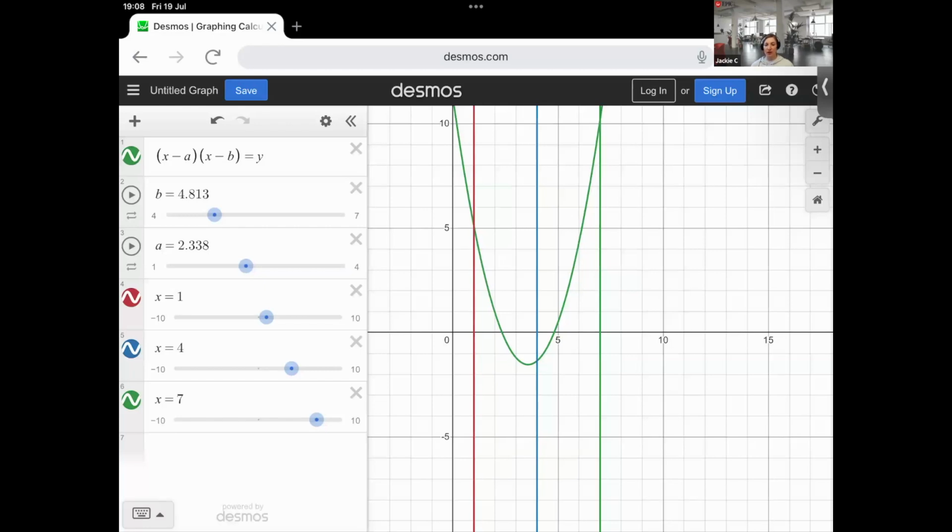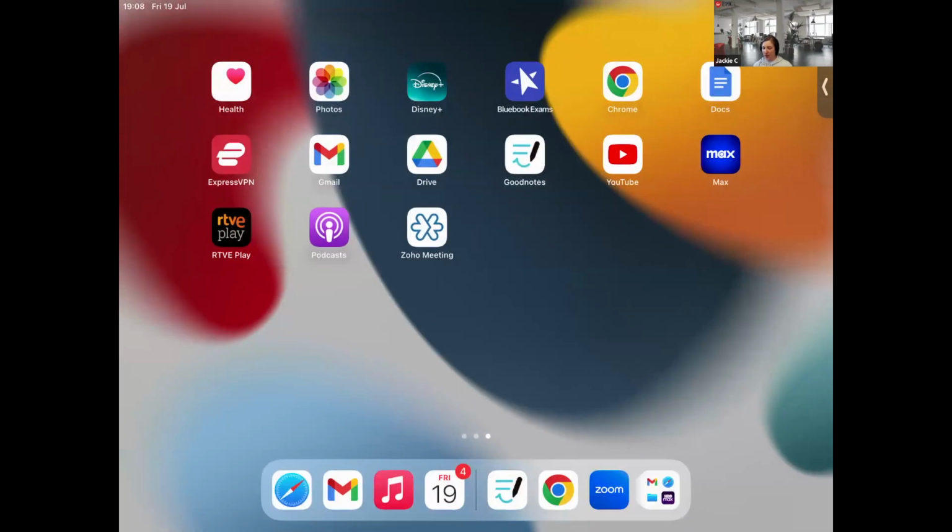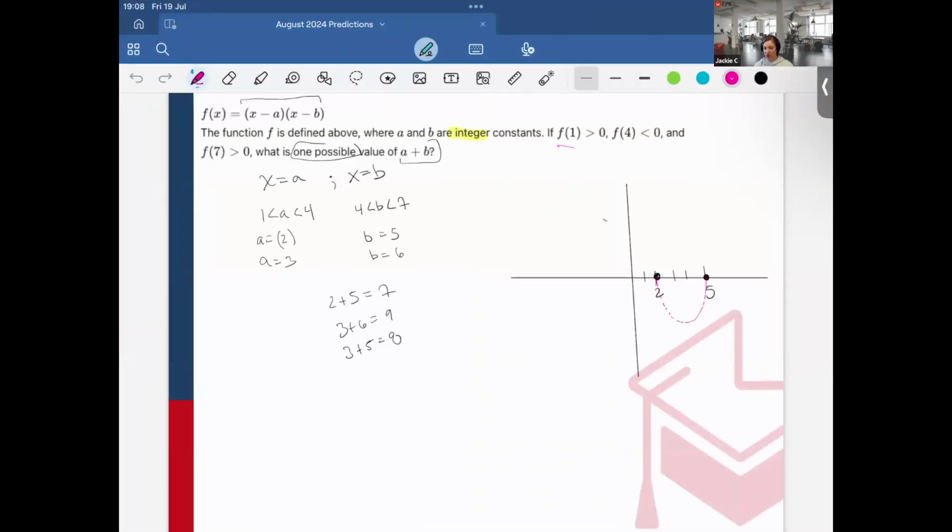But as long as you get that the x-intercepts do occur between the range, it's got to be between: A is greater than 1 but less than 4, and B is greater than 4 and less than 7. And that's basically what I was drawing over here. So the possible values would be 7, 9, and 8. Isn't that amazing? I hope that made sense.